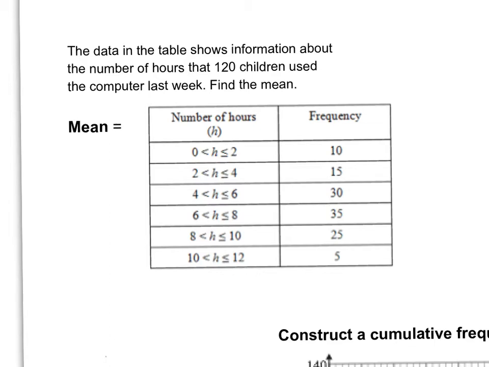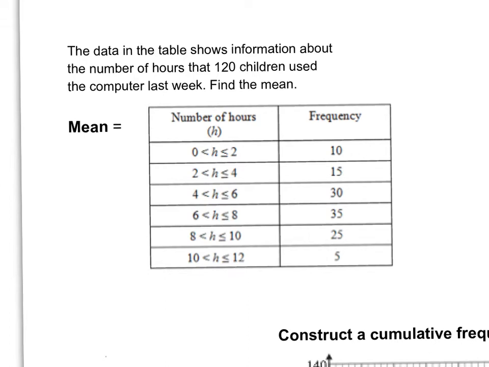So the first thing we're going to do is look at this data table. I have number of hours. In my first row I have 0 to 2, then 2 to 4, 4 to 6, 6 to 8, 8 to 10, and 10 to 12. And then I have a frequency. So I have 10, 15, 30, 35, 25, and 5. That means that 120 children used computers last week.